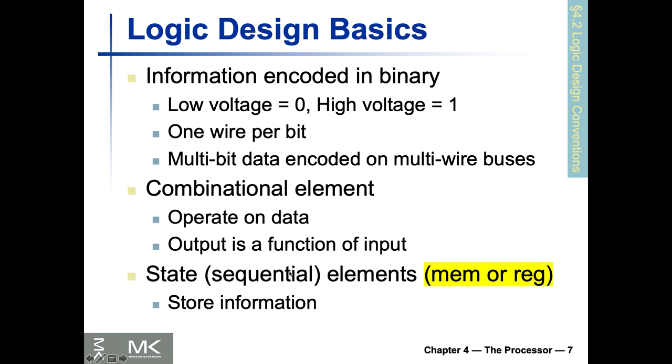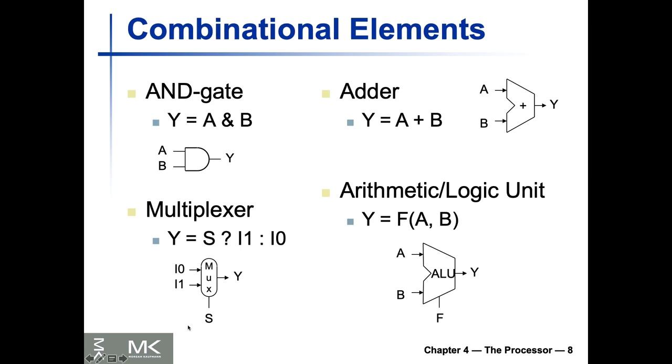Okay? So within this paradigm, we have two different things: combinational elements, which operate on data (we'll talk about examples), or states, or sequential elements, such as what the memory or registers are doing. And we use those for storing information. So we're going to talk about those combinational elements or the states. Let's first talk about the combinational element. So that was your question as well.